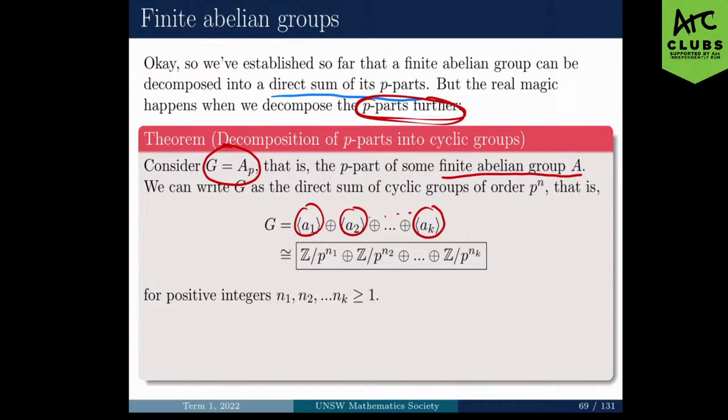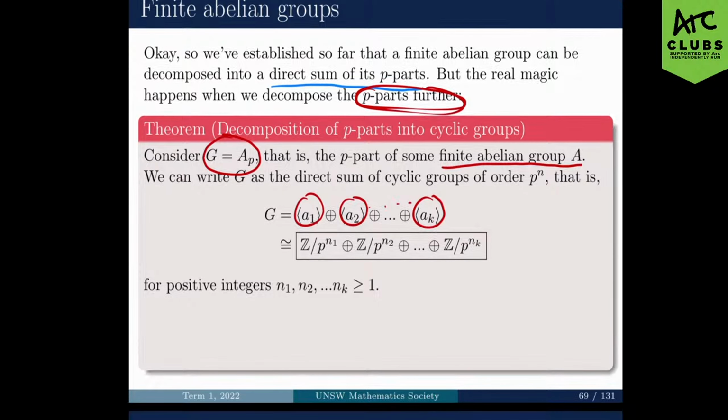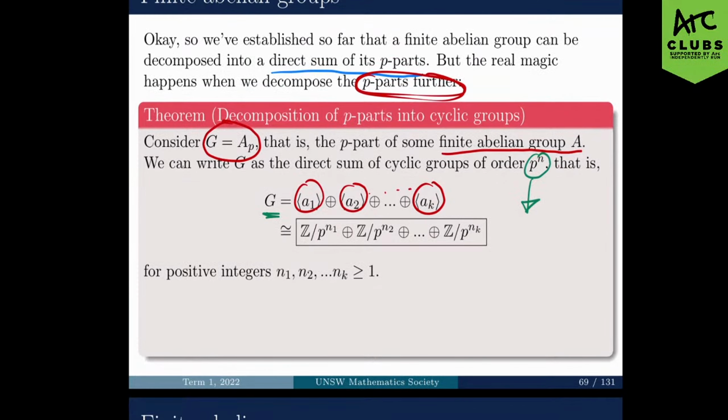In this case, each of the cyclic groups has order equal to p to some power. So you can see it over here. G is isomorphic to Z on p to the power of n1, all the way down to Z on p to the power of nk. And all of these integers are greater than or equal to 1.